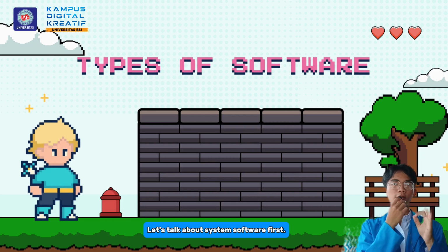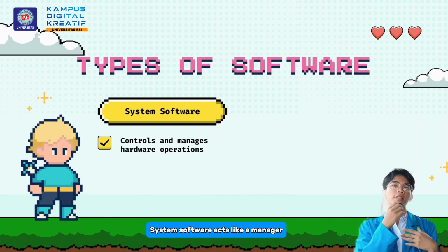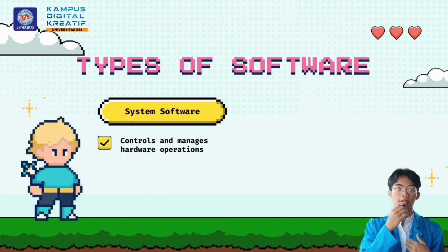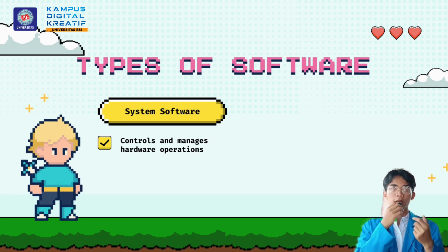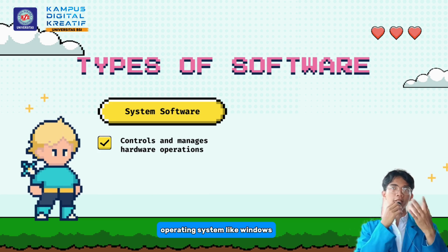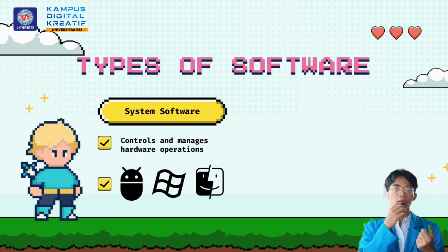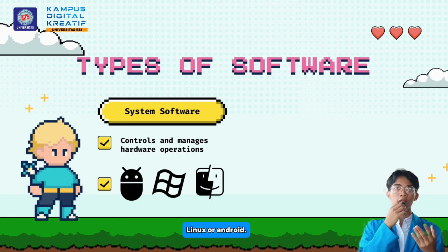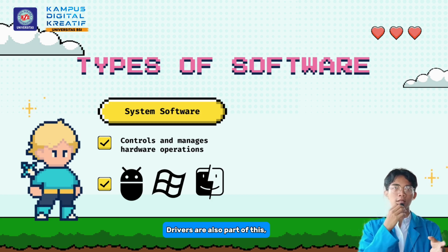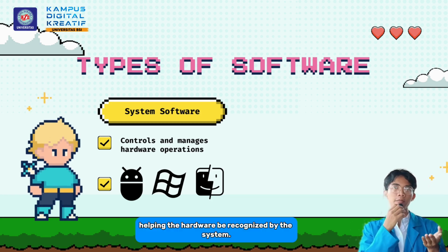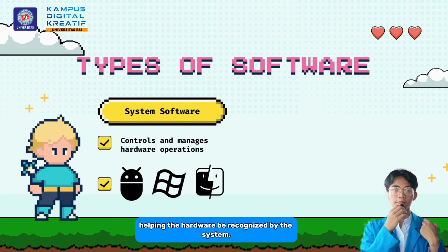Let's talk about system software first. System software acts like a manager. It controls the hardware and helps everything work together. Examples include operating systems like Windows, Linux, or Android. Drivers are also part of this, helping the hardware be recognized by the system.